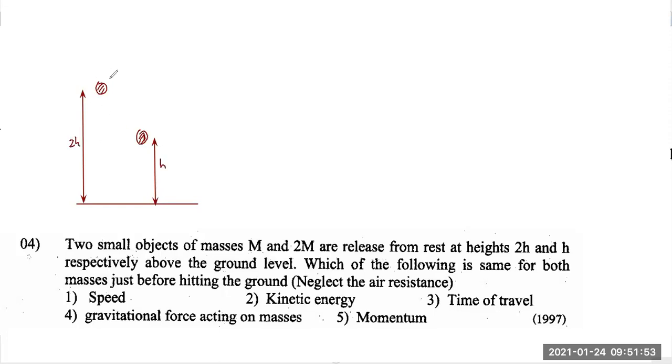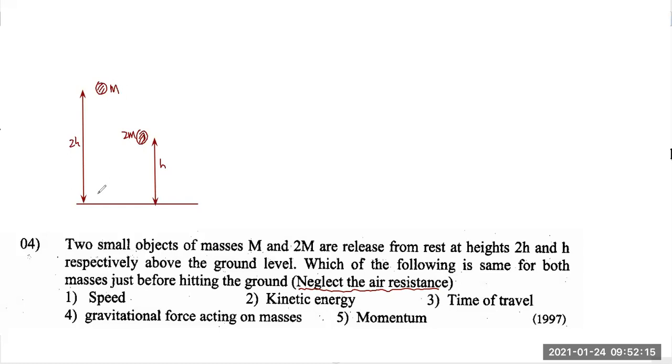And if you look at the masses, this is capital M and this is 2m. All right, fine. Respectively above the ground level. Which of the following is the same for both masses just before hitting the ground? This part is very important: neglect air resistance. So when air resistance is not there, we don't have to worry about a lot of things.